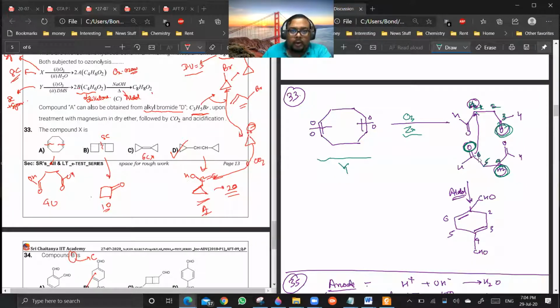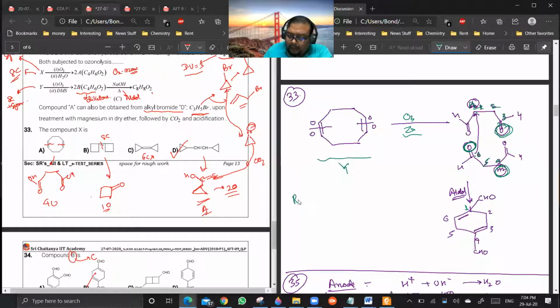Are you getting my point? Yes or no? So you'll be getting a 6-membered ring. If I'm numbering it here, 1, 2, 3, 4, 5, 6, you see you are getting a double bond between 1 and 6. So I put a double bond here, and you are getting a double bond between 3 and 4. Alpha beta unsaturated aldehyde.